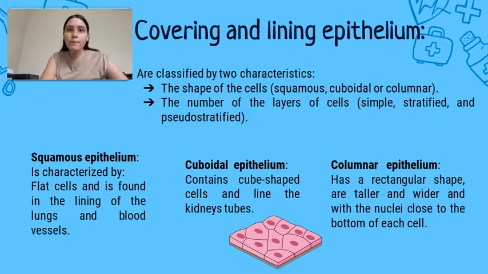The squamous epithelium is characterized by flat cells and is found in the lining of the lungs and blood vessels. The cuboidal epithelium contains cube-shaped cells and is found in places like the kidney tubes. The columnar epithelium has a rectangular shape with nuclei close to the bottom of each cell.